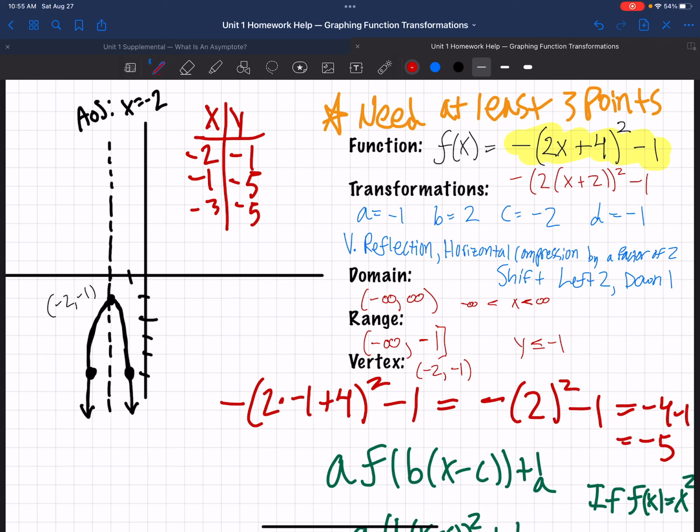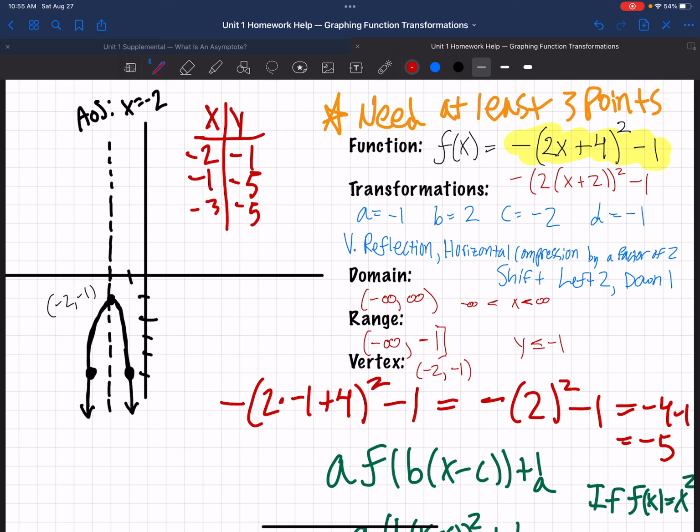We've covered the basics. You need at least 3 points. And with quadratics and absolute values, since they have an axis of symmetry, you can use that symmetry if you know the vertex and another point, right? Because you just reflect that other point across the axis of symmetry, you get your third for free.